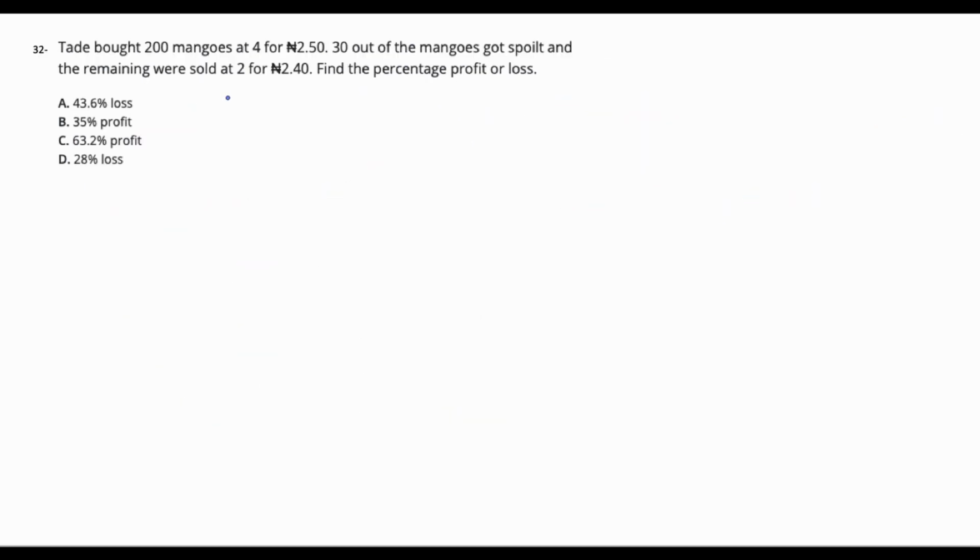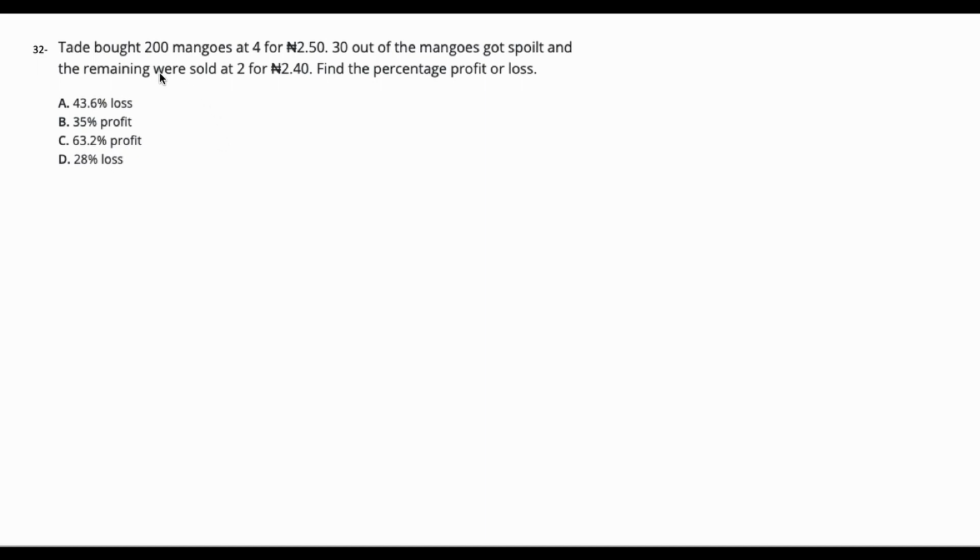Question 32 says, Tade bought 200 mangoes at 4 for 2 naira 50 kobo. 30 of the mangoes got spoiled, and the remaining were sold at 2 for 2 naira 40 kobo. Find the percentage profit or loss. So the first thing we need to do is find the cost price.